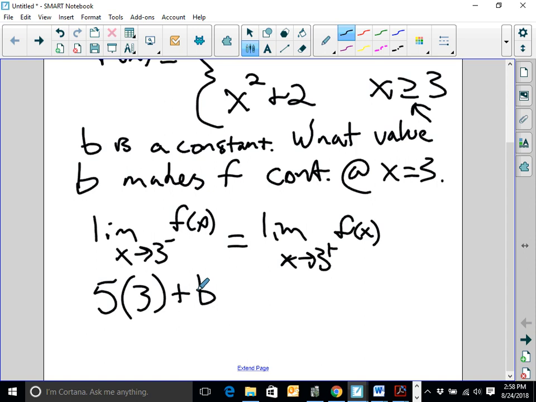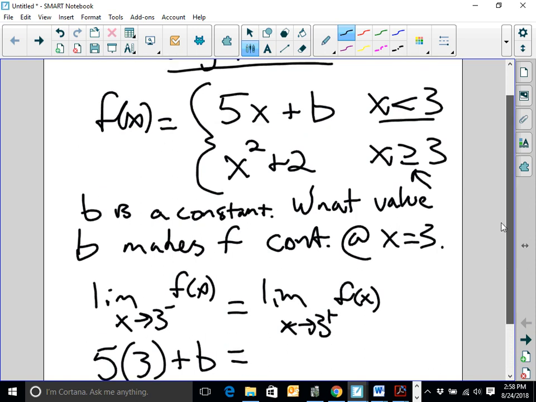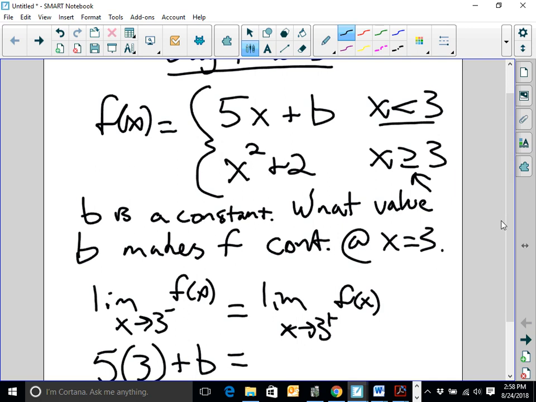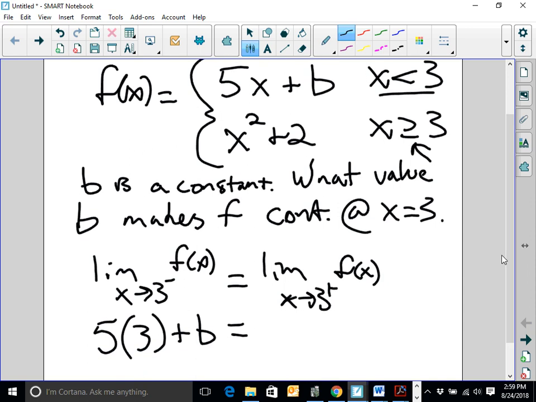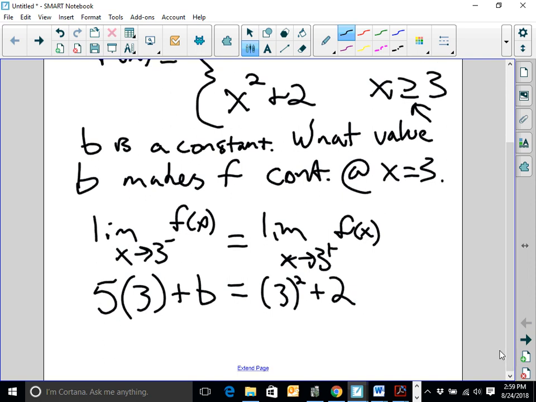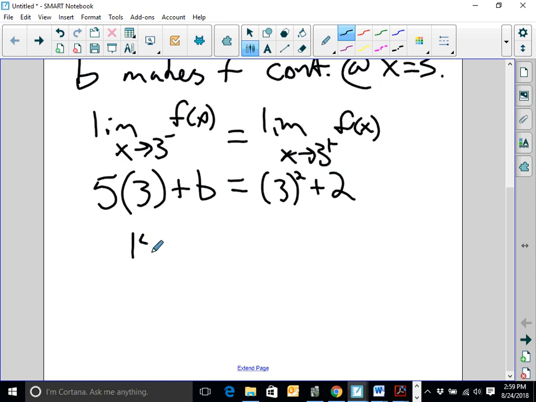Now that left-hand limit has to equal the right-hand limit. We want to use the other function for the right-hand limit. The right-hand limit at 3 will look like this. It's x squared plus 2, but we're calculating this limit at 3. So we can just say 3 squared plus 2. Right now we have one equation with one unknown, so we can solve. We're going to end up with 15 plus b equals 9 plus 2. So we're going to end up with a value of b equaling -4.